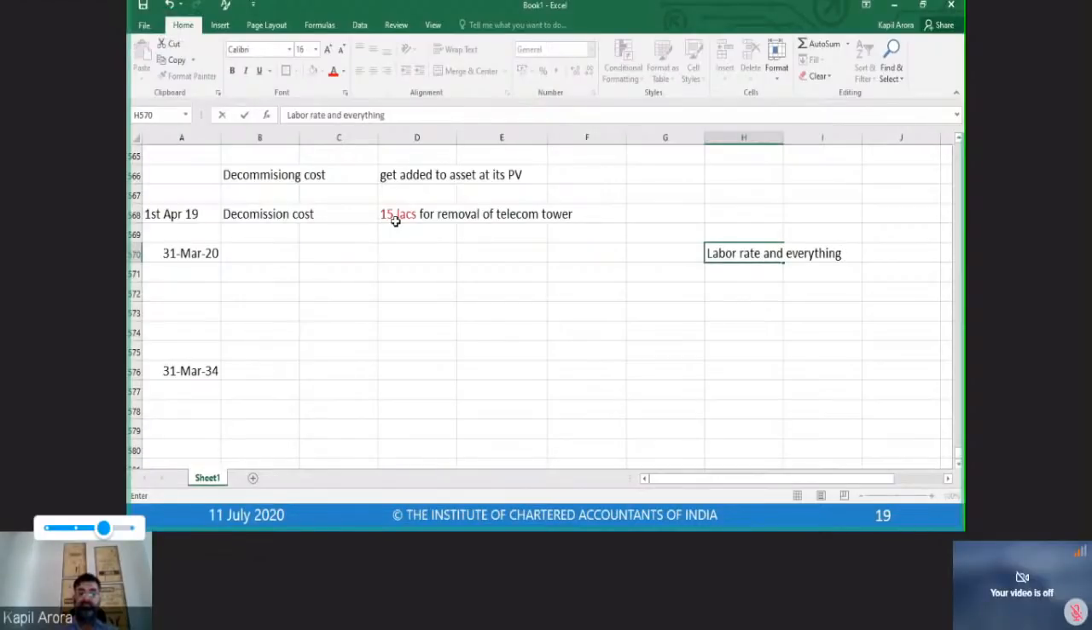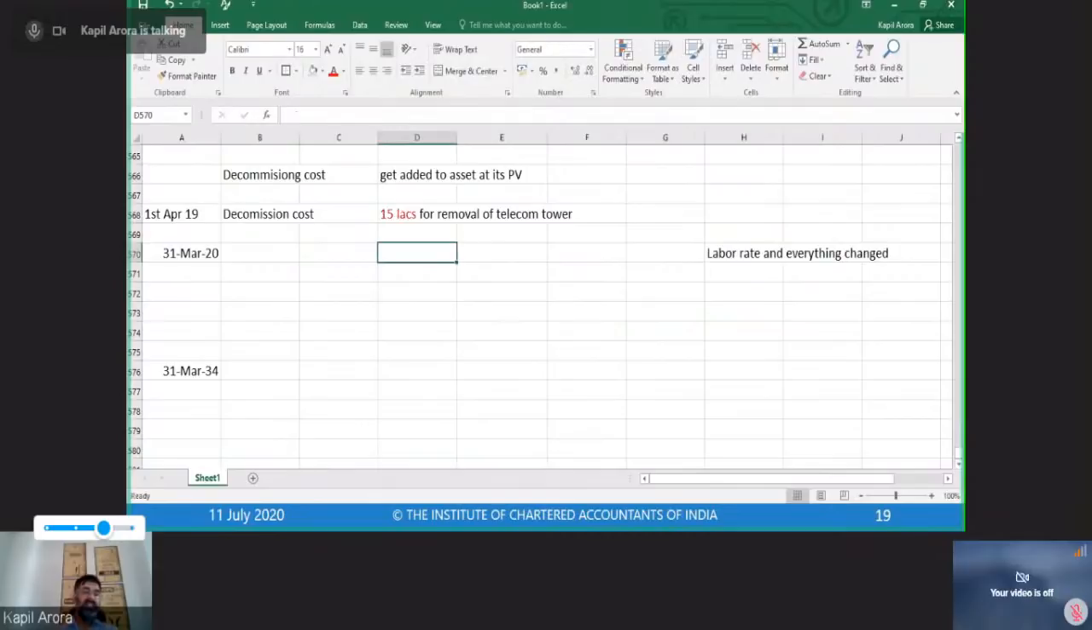I estimated 15 lakhs last year. But let's assume instead of 15 lakhs, this year I feel that at least 20 lakhs would be required. This is not 15 lakh, 20 lakhs are actually required. My estimate is changed. When my estimate is changed, what will happen to that value which we have calculated?